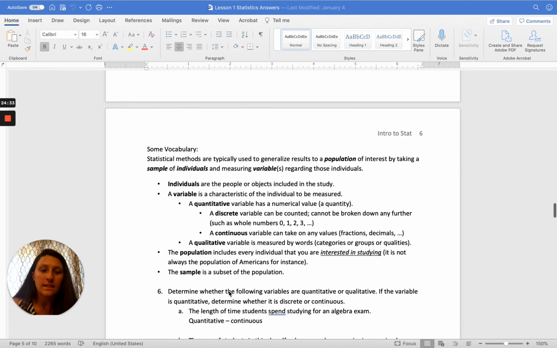So there's some practice down here where I want you to go ahead and I'll just do the first one with you. The length of time students spend studying for an algebra exam, because you're measuring time there, time can always be measured at a more finer grained size. So like, did you spend an hour studying, or an hour and 10 minutes, or an hour, 10 minutes, and 2 seconds, or an hour, 10 minutes, 2 seconds, and 5 milliseconds, you can always get smaller. So that's a quantitative continuous variable. It's quantitative because it's a number. The way you tell me how much time you spent studying, you have to tell me a number. And it's continuous because you can have fractions and decimal units for the amount of time you spent studying.